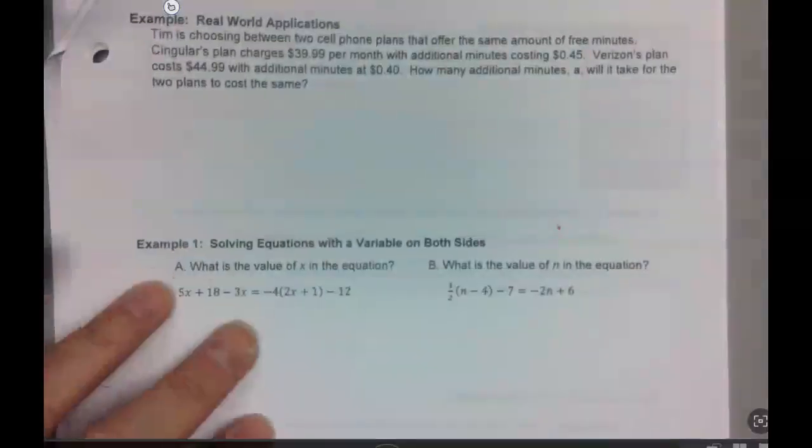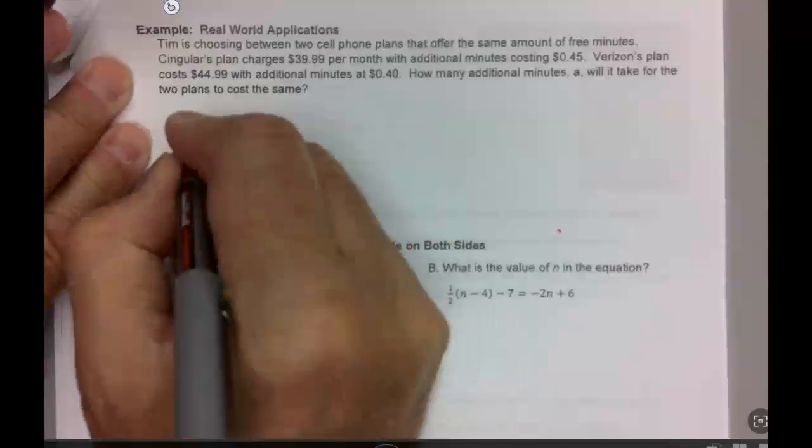Okay, it says, Tim is choosing between 2 cell phone plans. The same amount of free minutes. Singular's plan, singular.